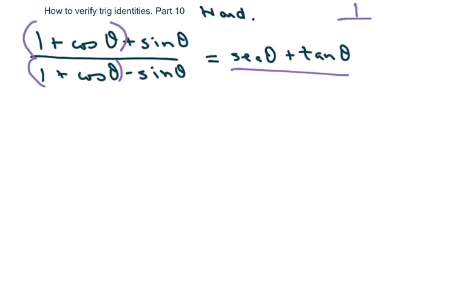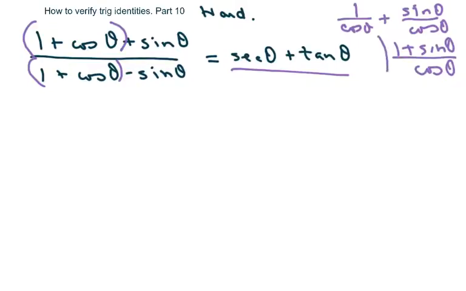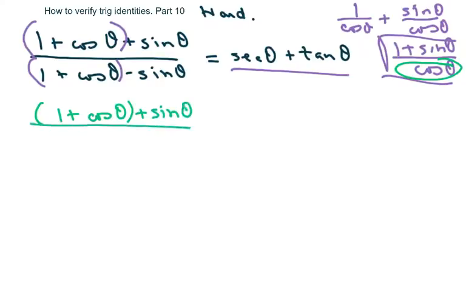This is 1 over cosine plus sine over cosine. So we have 1 plus sine over cosine here is what we really want. And since the simpler part is in the denominator, that's what I'm going to multiply the conjugate by. So basically, I'm going to write this again: 1 plus cosine of theta plus sine over 1 plus cosine of theta minus sine. Alright, so I'm multiplying the denominator by the conjugate, because this is simpler.